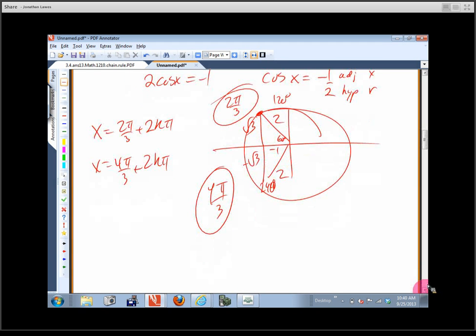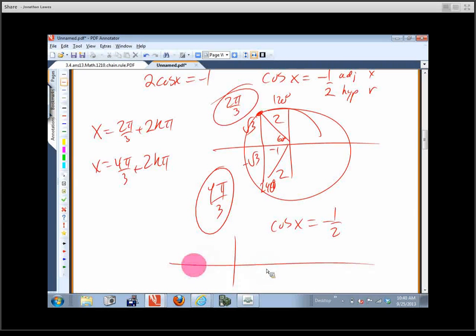You could also use a cosine inverse, but you'd have to know that your calculator would only give you answers in quadrant 1 and quadrant 2. You'd have to know how to find the one in quadrant 3, and you'd also have to know that it repeats. You can also do this.